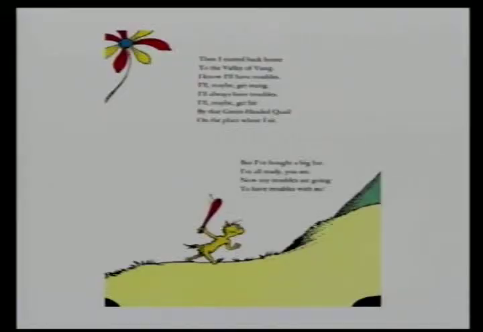Then I started back home to the Valley of Vung. I know I'll have troubles. I'll maybe get stung. I'll always have troubles. I'll maybe get bit by that green-headed quail on the place where I sit. But I bought a big bat. I'm all ready, you see. Now my troubles are going to have troubles with me.